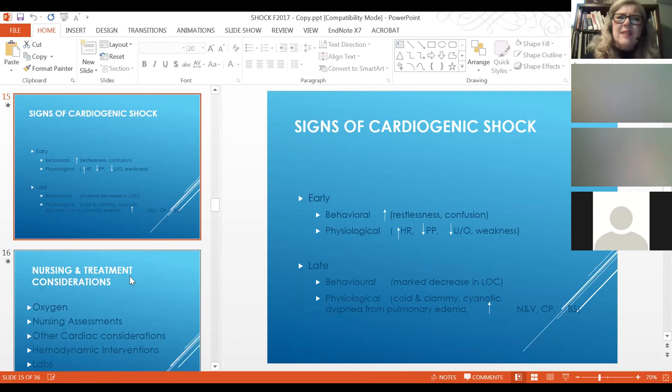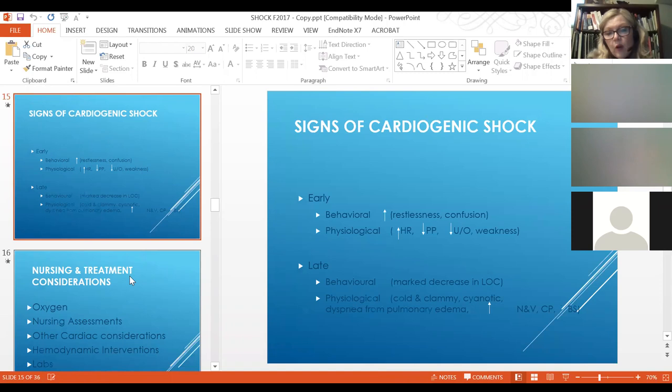So as we mentioned, early signs of cardiogenic shock are that restlessness, you know, they're just shifting in the bed all the time, they're kicking their blankets, you've pulled the blankets over them, and then they're exposed again. Their gowns are off. This is early signs and symptoms of cardiogenic shock: restlessness, confusion, change in or alteration of their mental status.